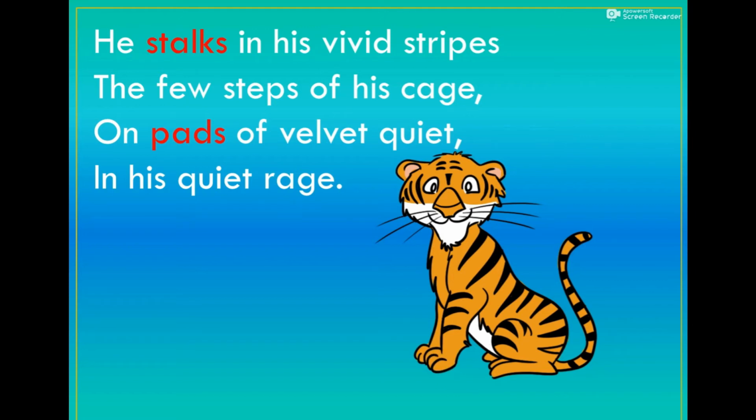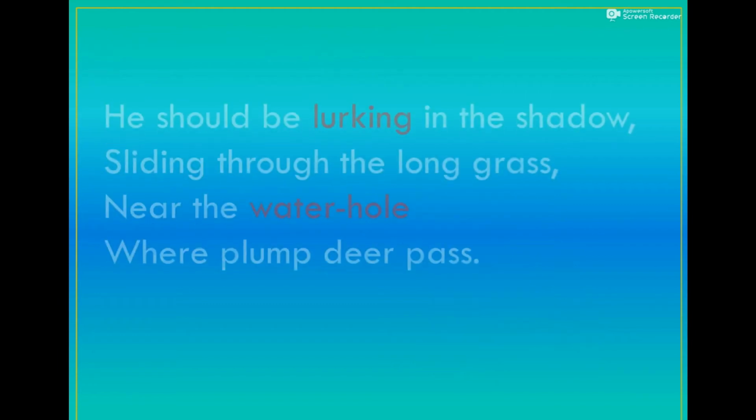So as he walks quietly with his soft paws, or feet that are like velvet, he is very angry and furious. But he tries to control his anger as he is helpless. Okay? He cannot do anything. So that's why he just tries to control his anger. Now the second stanza.